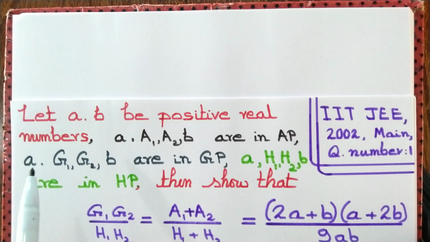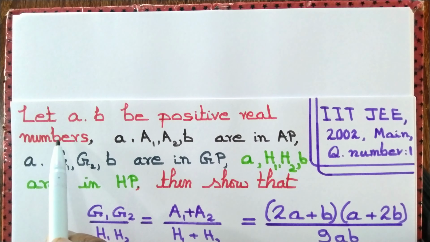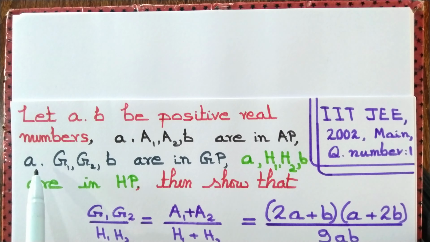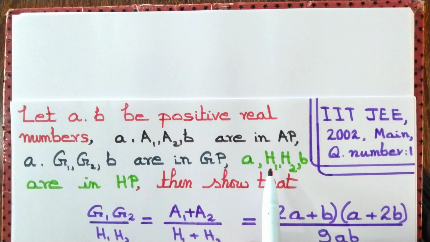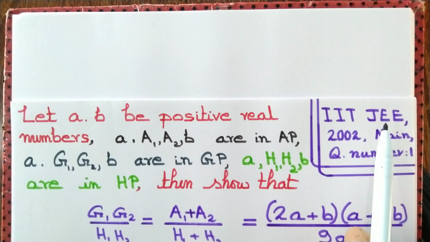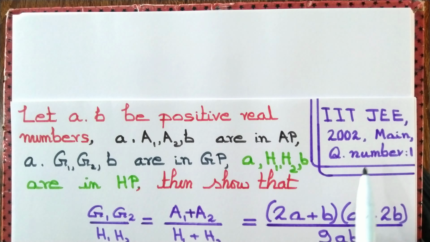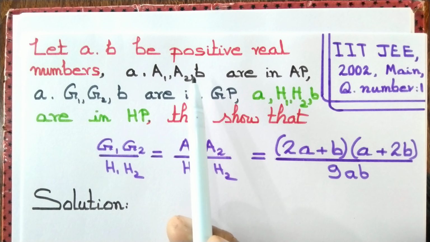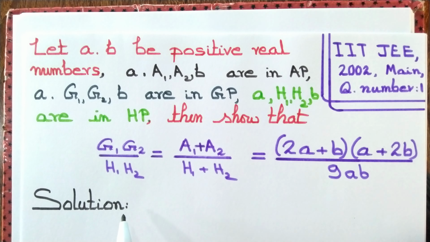In this video, we prove that if a and b are positive real numbers, a, a1, a2, b are in arithmetic progression, a, g1, g2, b are in geometric progression, and a, h1, h2, b are in harmonic progression, then the equality is true. This question was asked in the IIT JEE 2002 main examination. In fact, it was question number 1. Let us do it. First, we are given that a, a1, a2, b are in AP.